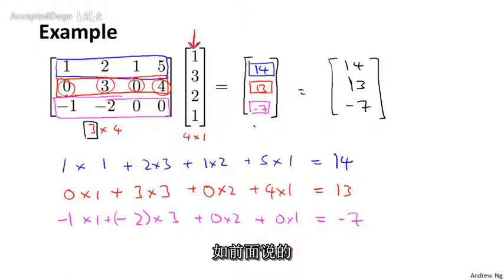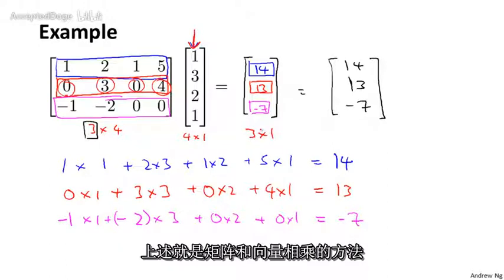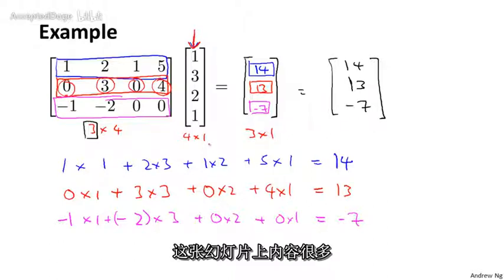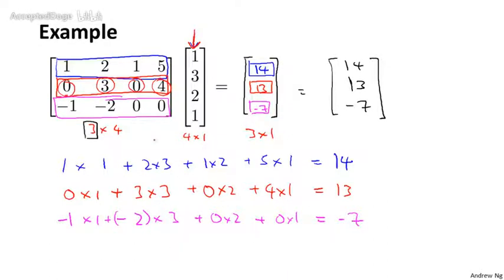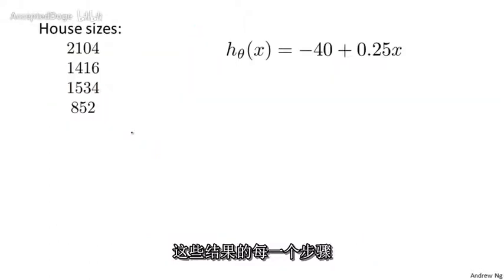And as promised, the result here is a 3 by 1 matrix. So that's how you multiply a matrix and a vector. I know that a lot just happened on the slide, so if you're not quite sure where all these numbers went, feel free to pause the video and take a slow, careful look at this big calculation that we just did and try to make sure that you understand the steps of what just happened to get us these numbers 14, 13, and 7.